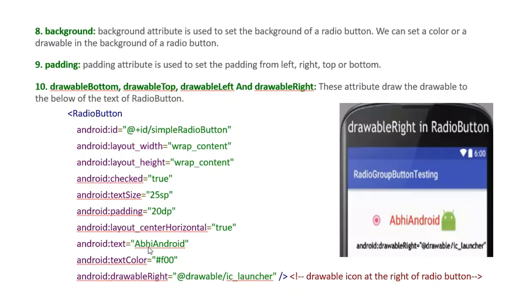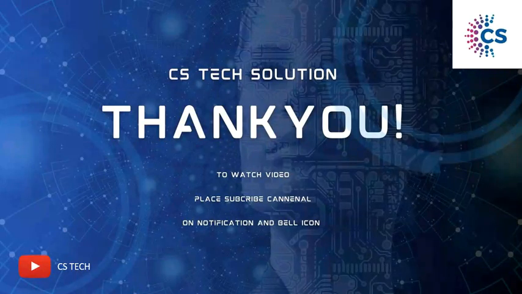And android:text equals Android, and android:textColor equals hex F00, the red color hex code, the red color is there in the text, and android:drawableRight equals @drawable/ic_launcher and close, the ic_launcher image is there on the text's right side.